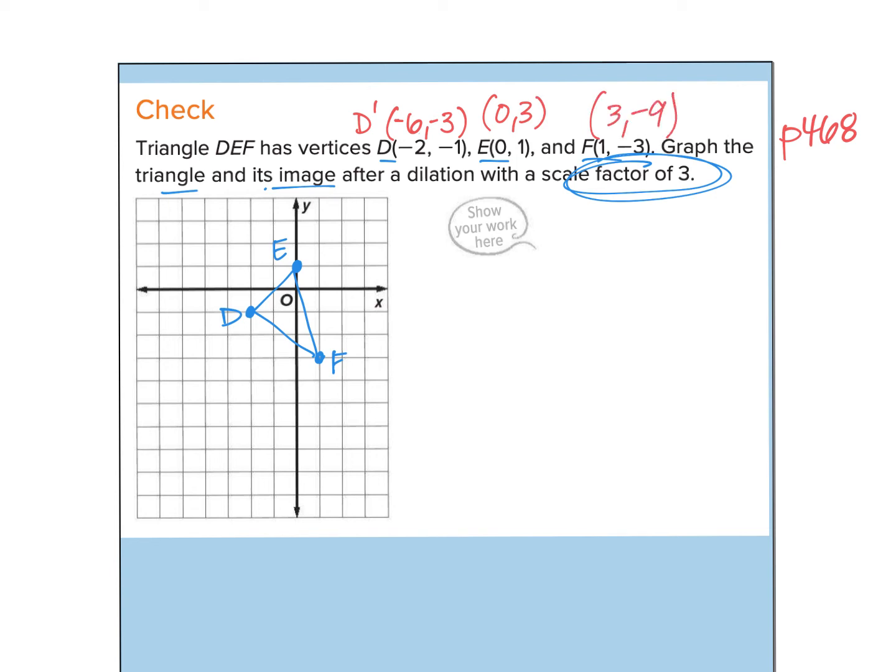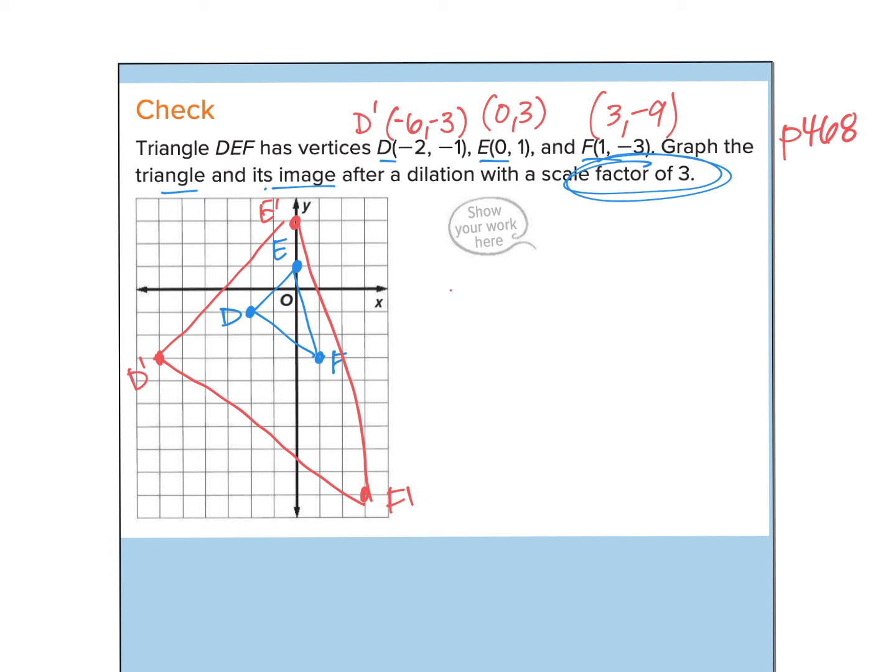So now I'm going to go ahead and graph those. So -6, 1, 2, 3, 4, 5, 6, -3. There's my D prime. 0, comma 3. 1, 2, 3. There's my E prime. And my F prime is 3, 1, 2, 3, and then down 1, 2, 3, 4, 5, 6, 7, 8, 9. There's my F prime. All right, and if I go ahead and connect that, I have my triangle.